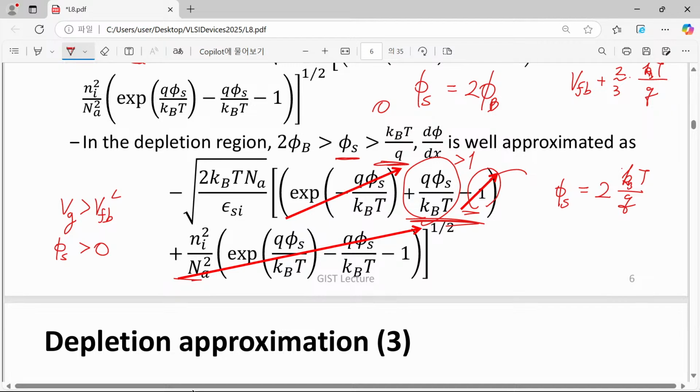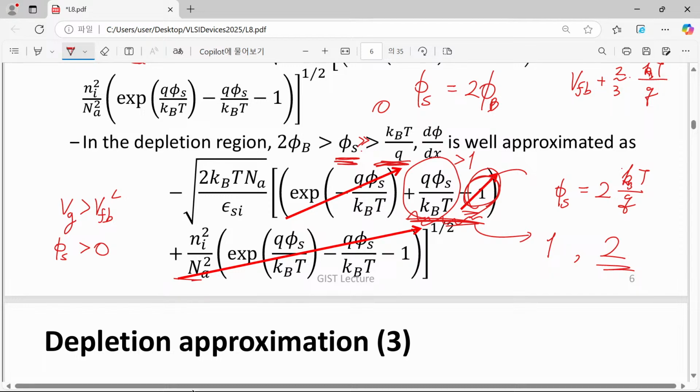Actually not. If we neglect this minus 1, then this overall number will become just number 1. However, if we neglect this minus 1, we will not have a number 2. This is a huge difference. However, what we expect is that surface potential is much higher than thermal voltage. So band bending is much higher than thermal voltage, so we can safely neglect this minus 1 term.